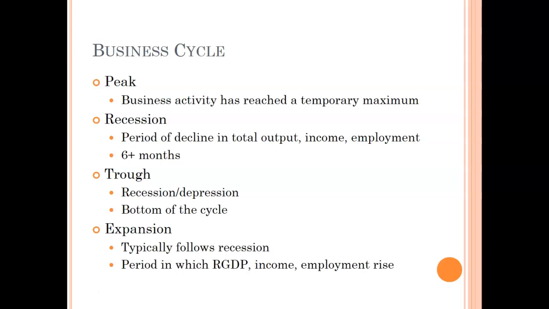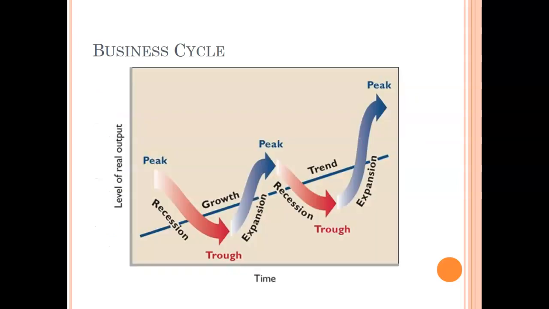The trough is just the bottomed out section. It's going to be the end of that. And then finally, the expansion, the part that you really hope for, because it's going to follow the recession. You're going to have an increase in real GDP, income, and employment is going to be rising once again. If you draw it, it's going to look like this, kind of a little S curve. So you have the peak, recession, expansion, peak, recession, expansion.